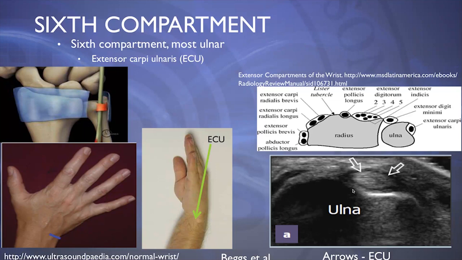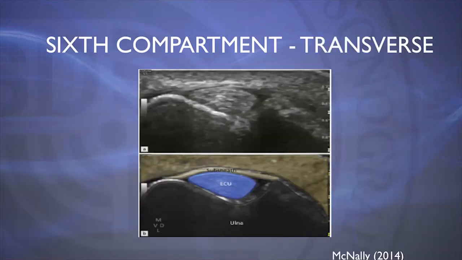This is looking at this here. We can see that there's a sheath that runs over top of it, and we're going to go through the importance of what that is in just a moment. This is evaluating it in longitudinal.